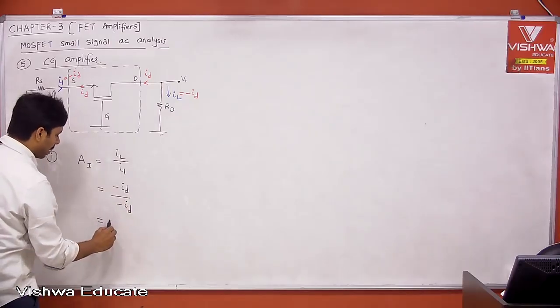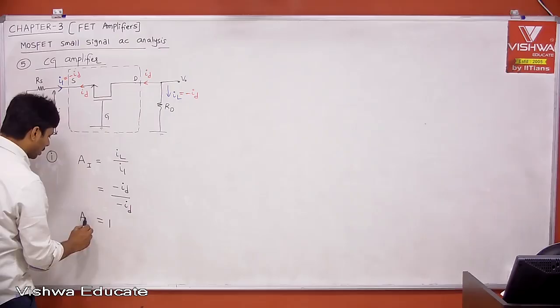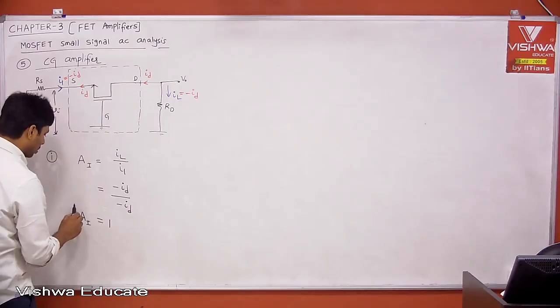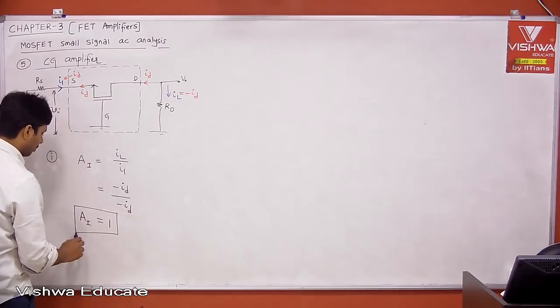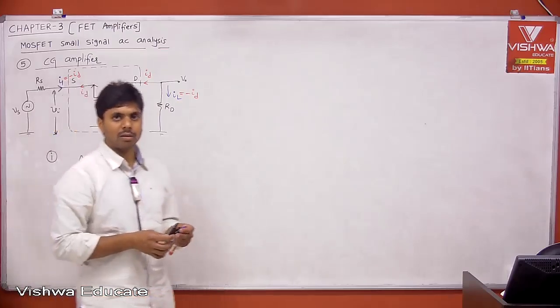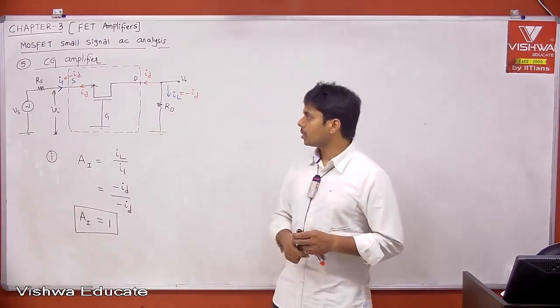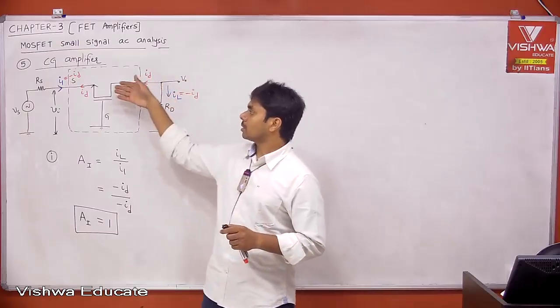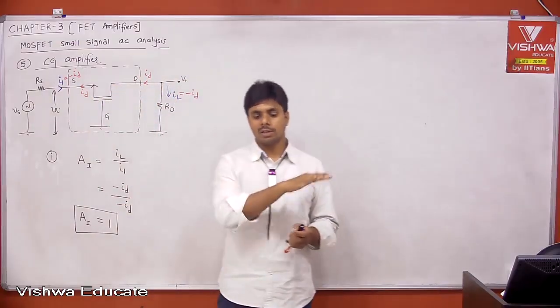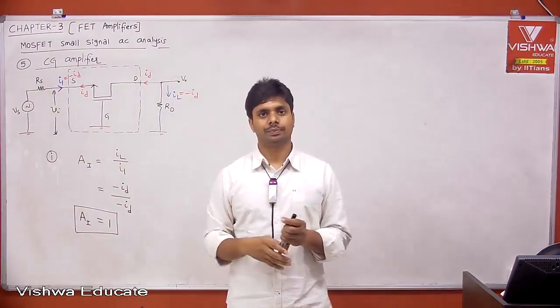Therefore, what is current gain? Absolutely 1, not approximately equal to 1. It is absolutely equal to 1. But in the case of BJT common base amplifier, your current gain is approximately equal to 1. Close to 1, but approximately equal to 1. This is absolutely 1, because whatever current enters into drain, the same current comes out of source. Therefore, your channel current is common only.